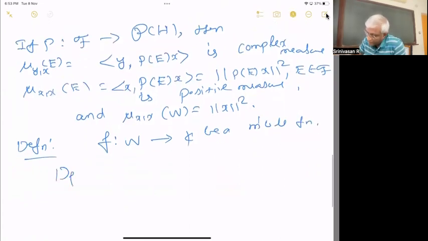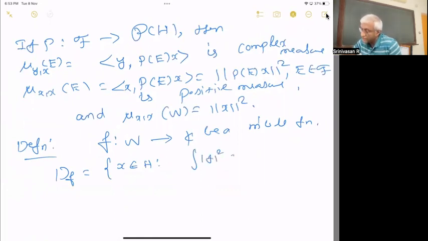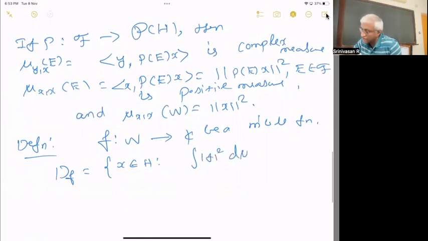Then you write D_f equal to all those x in H such that the integral of |f|² dμ_x is less than infinity. For each x, you have this positive measure. So all those x for which f is square integrable with respect to that positive measure, you call it D_f.